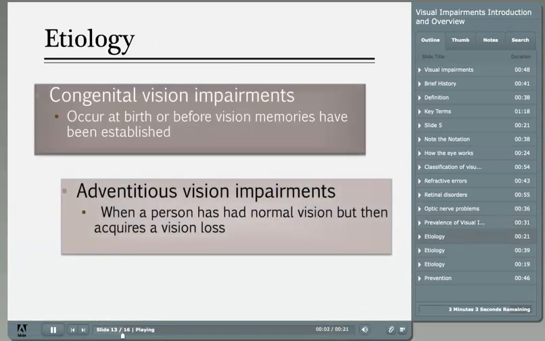Visual impairments have two primary causes. They can be congenital or adventitious. Congenital vision impairments occur at birth or before vision memories have been established, while adventitious vision impairments are acquired impairments.